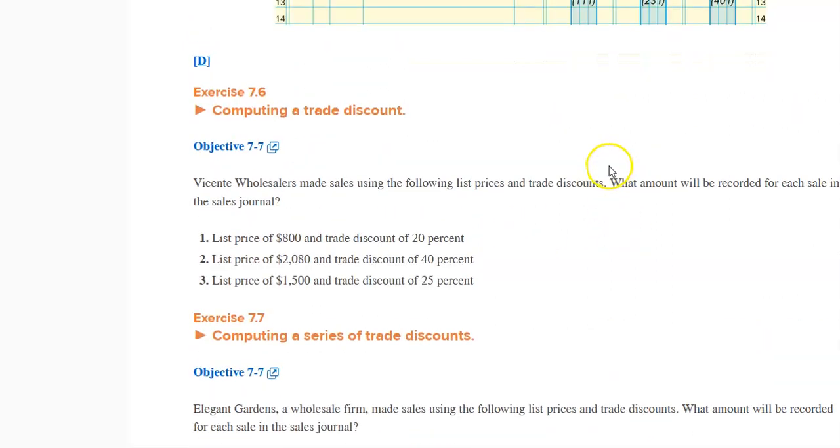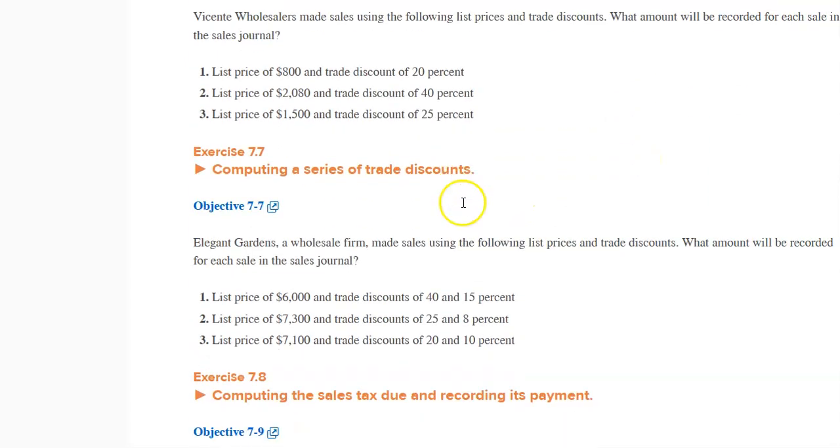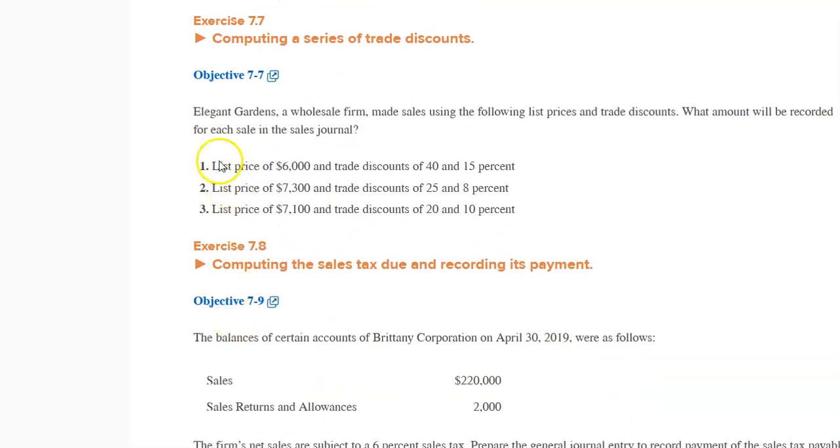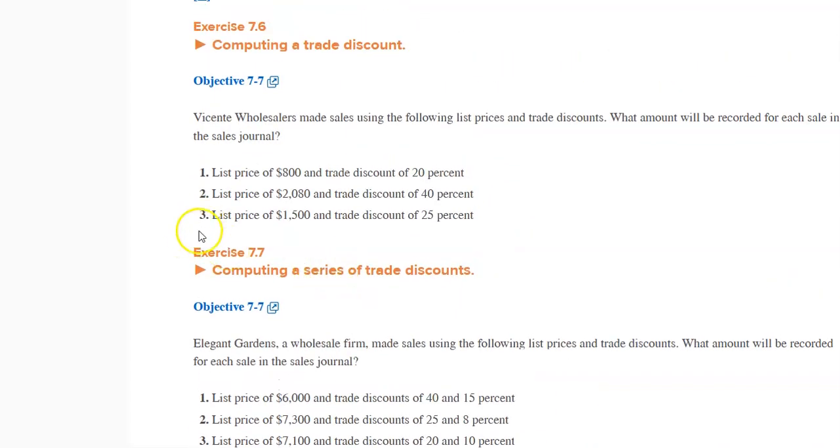Let's do a trade discount. So this is an easy trade discount, and 7.7 is a harder one. In this case, if we're just giving a discount to the first person, $800, 20% off, we can compute that. But in 7.7, we have to do it twice. We have to take the list price, give a discount of 40% of the 6,000, and then 15% on the remainder. So this one gets more complicated. Let's just do the simple one first in 7.6.